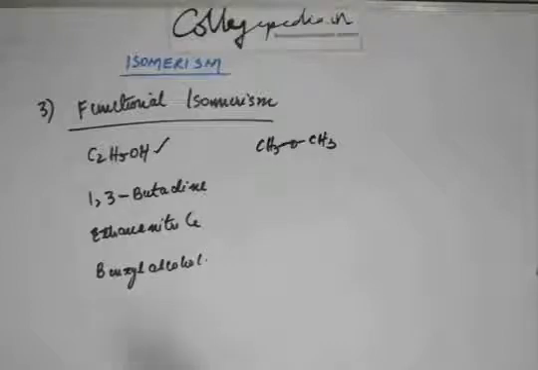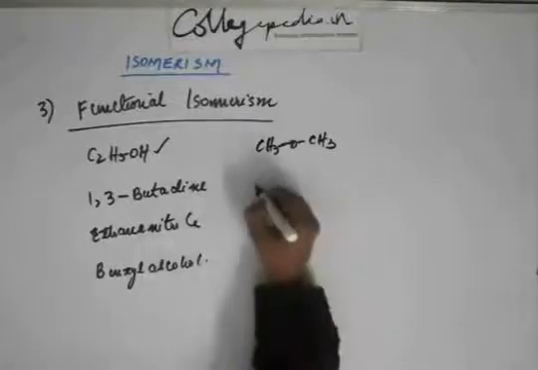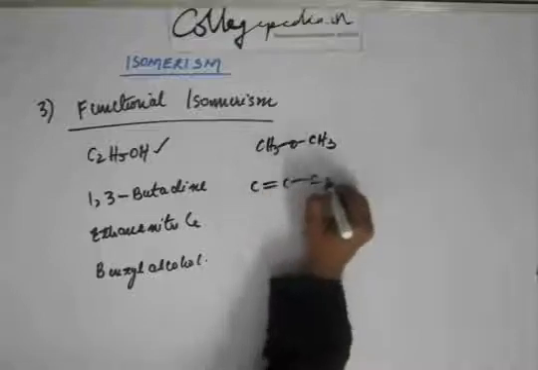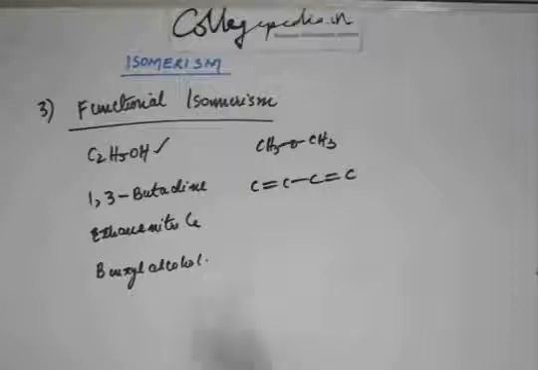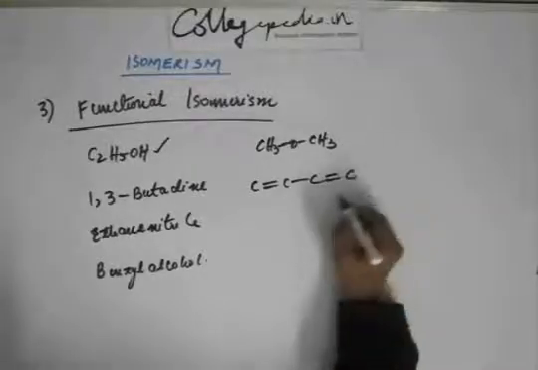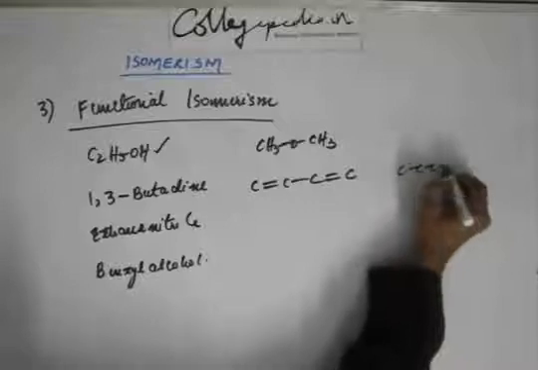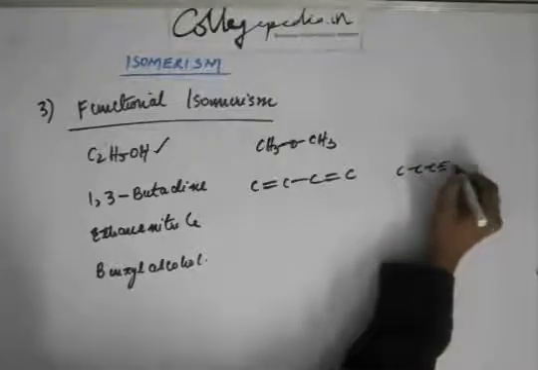Fine. Now you have 1,3-butadiene. 1,3-butadiene looks like this without hydrogen. With hydrogen it will look like something else, but without hydrogen it looks like this. It is 1,3-butadiene. You have to draw its functional isomer. The functional group here is alkene, and you have to get a different functional group. Then what can you get? The only thing you can get is alkyne. From alkene you can get alkyne.